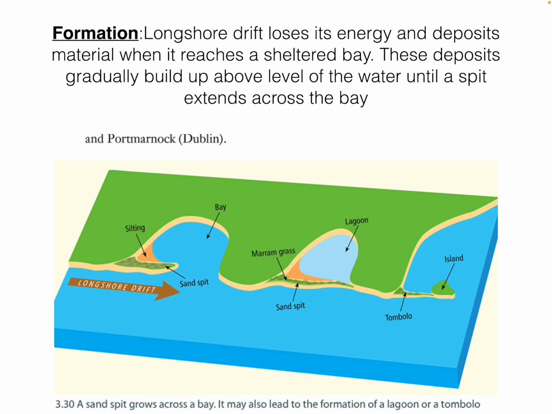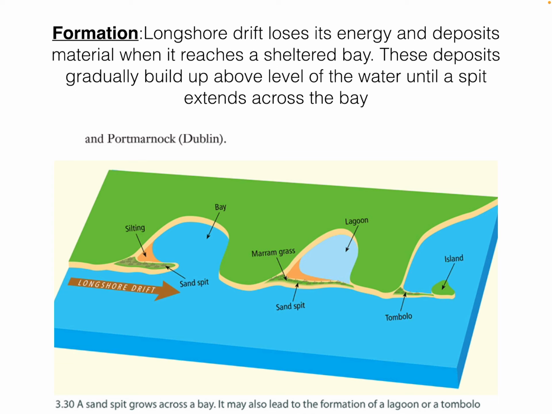Okay? How does it form? When waves or longshore drift reach the bay, which is sheltered, the waves slow down and they deposit the material that they're carrying at the entrance, at the mouth of the bay. Eventually, this deposition of sand builds up across the mouth of the bay, and that's called a sand spit.